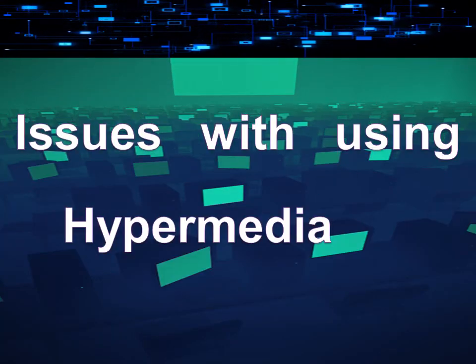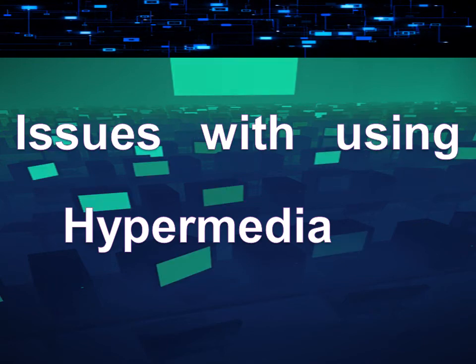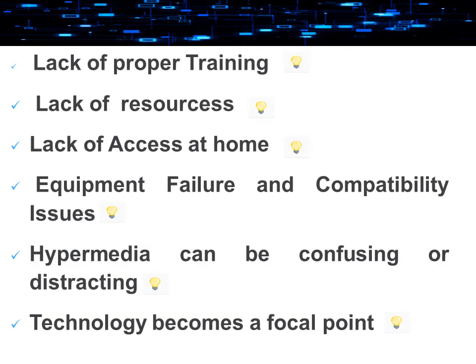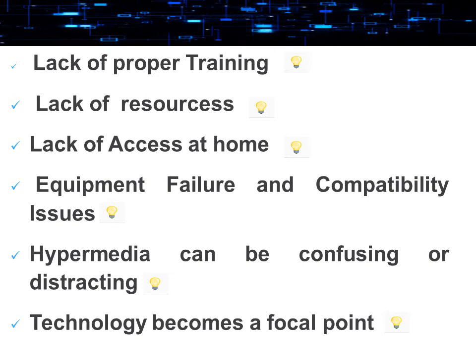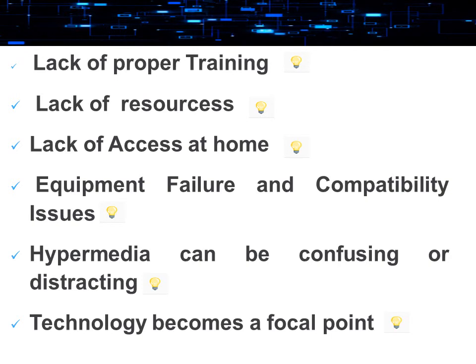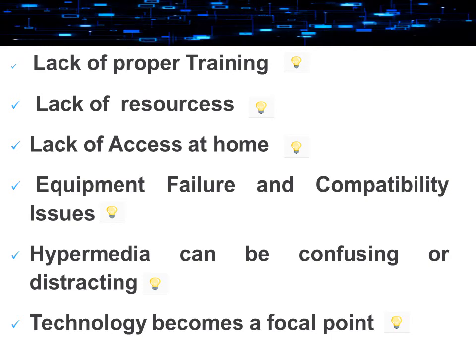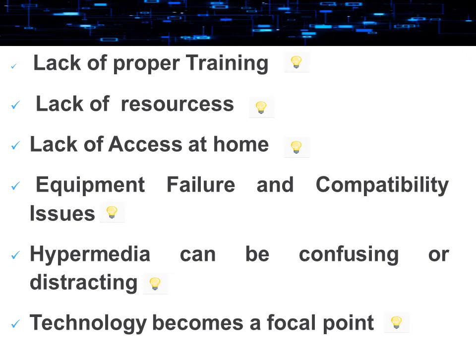Now let's discuss more on the issues with using hypermedia. Some issues with using hypermedia are: 1. Lack of proper training. 2. Lack of resources. 3. Lack of access at home. 4. Equipment failure and compatibility issues. 5. Hypermedia can be confusing or distracting. 6. Technology becomes a focal point.